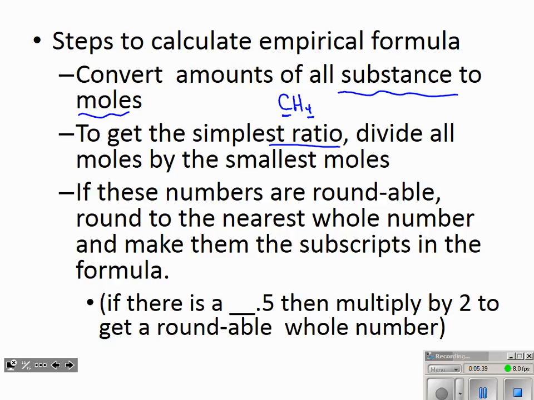And we do that by dividing all of the moles by whichever mole is the smallest amount of moles. And typically these numbers are roundable, so those become subscripts. The only time we're not going to round down or up to get a whole number is if, when you calculate moles and then divide, you get a 0.5, because we really can't round that down to the smaller number or round it up to the higher number. So to get rid of that half, we'll multiply everything by 2. And then we'll get some roundable numbers, and again, those numbers become the subscripts of the compound.